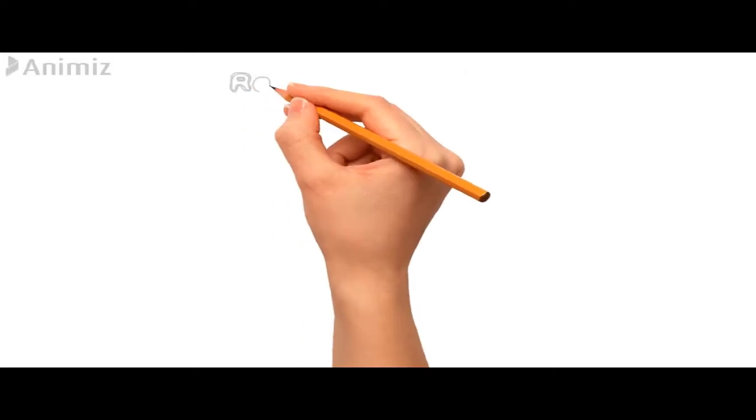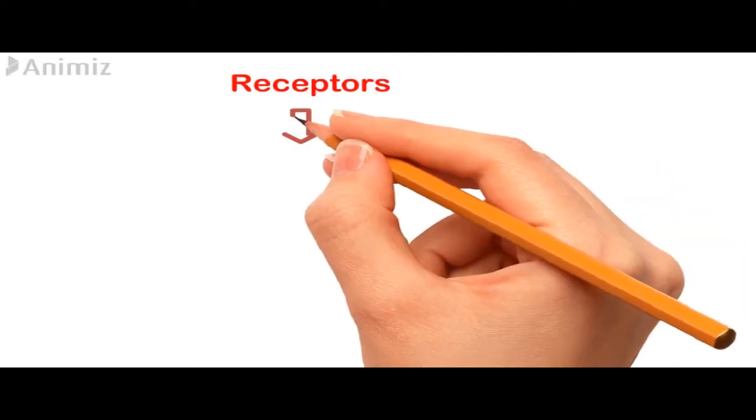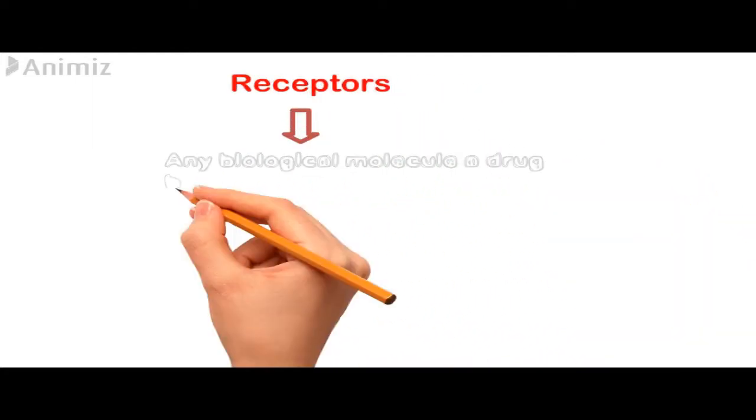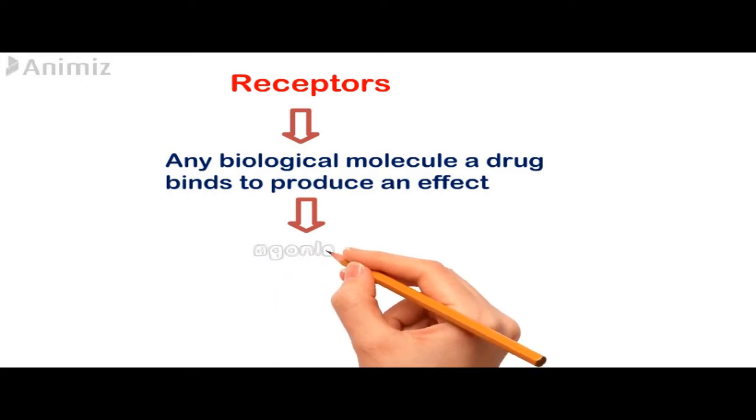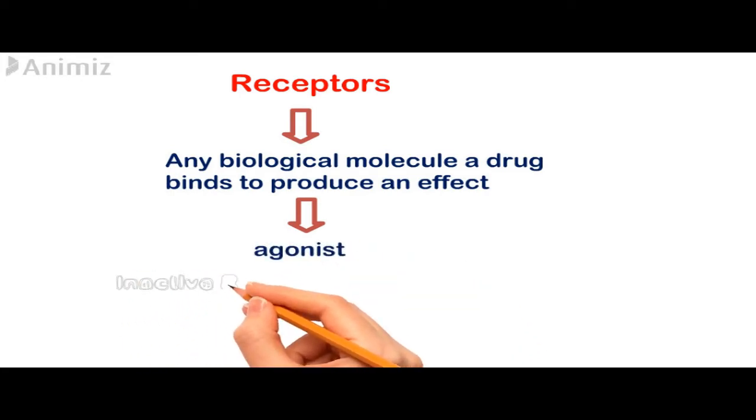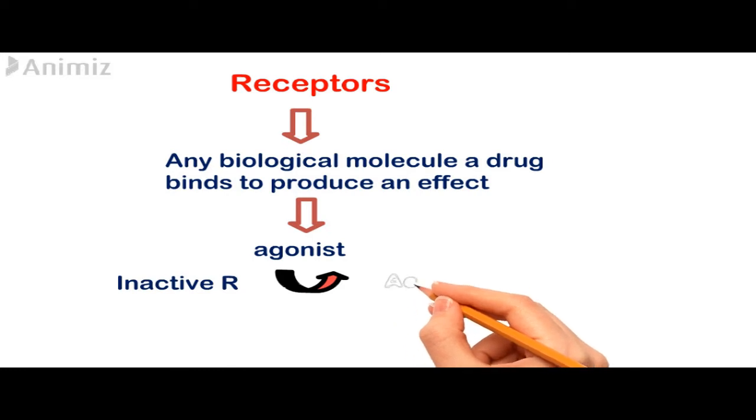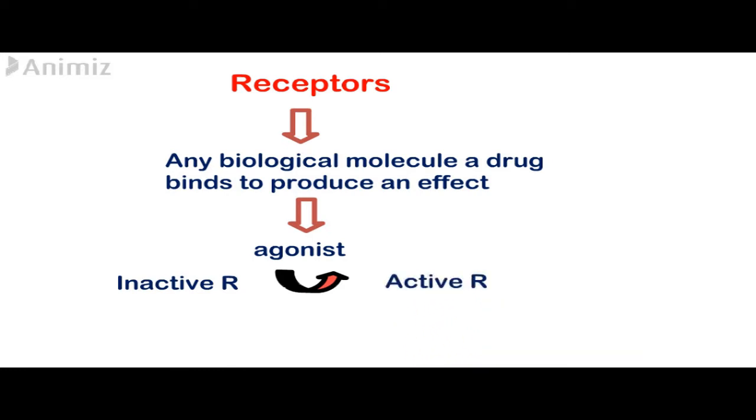So in pharmacology, a receptor is any biological molecule to which a drug binds and produces a measurable response. And these receptors can be enzymes, nucleic acids, but most commonly they are proteins. And these receptors exist in at least two states, the active form and the inactive form. And these states are in reversible equilibrium with each other.